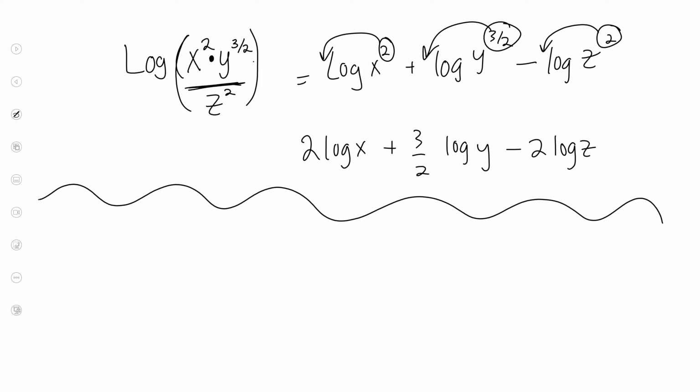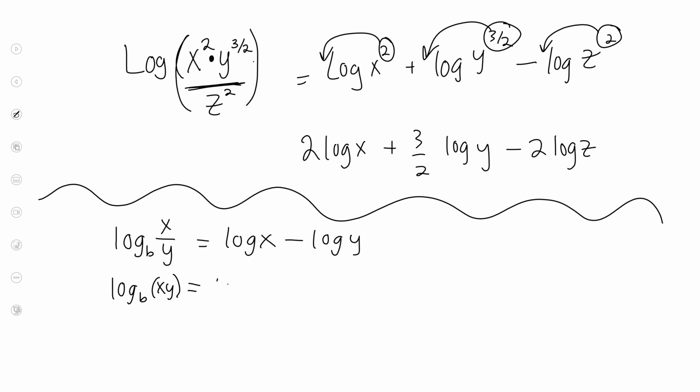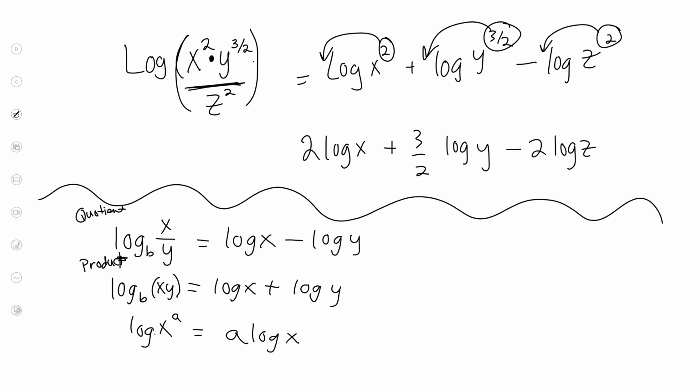The rules that we used here, let me give you the basics again. When you have log of x over y, this is log of x minus log of y. When you have log of x times y, it is log of x plus log y. Remember, this is the quotient rule. This is the product rule or the product property of logs. And whenever you have something like this, this would be a log x. The exponent will become the coefficient. So these are the different rules that I use to solve this type of problem. Okay, so guys, that's the end of the review. I'm going to pause here.